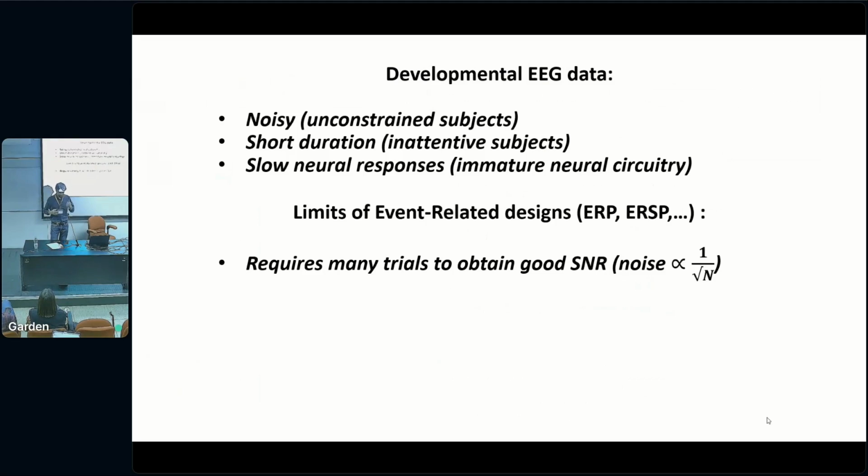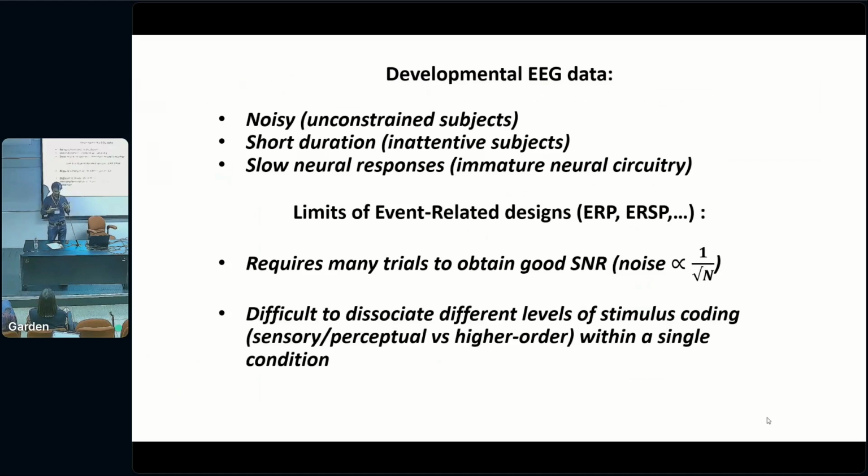And also another problem is that since you have really a short time, ideally you would like in one condition to be able to dissociate the different levels of sensory, perceptual, and higher order responses. And this is not something that you can do with these designs, because you have the stimulus, and then you don't know which part of the signal that you see is depending on the sensory response or on higher order response. So frequency tagging is a powerful method to address some of these issues. Of course, by sacrificing time to frequency.